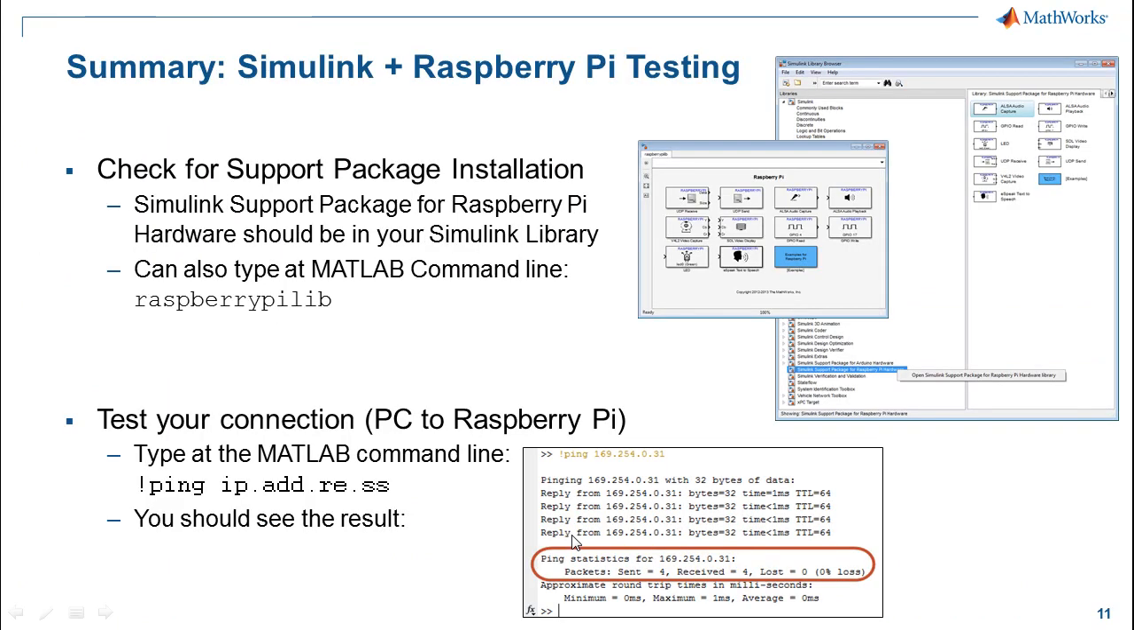Okay, as a summary for our testing, we checked for the support package installation. The Simulink support package for Raspberry Pi hardware should be in your Simulink library. You can also type at the MATLAB command line, raspberrypilib. You want to test your connection from your host PC to your Raspberry Pi. Remember that ping command. Use exclamation point ping with your IP address and you should see the result with 4 packets sent, 4 received, and 0 lost. So that gives you an idea that you are connected correctly.